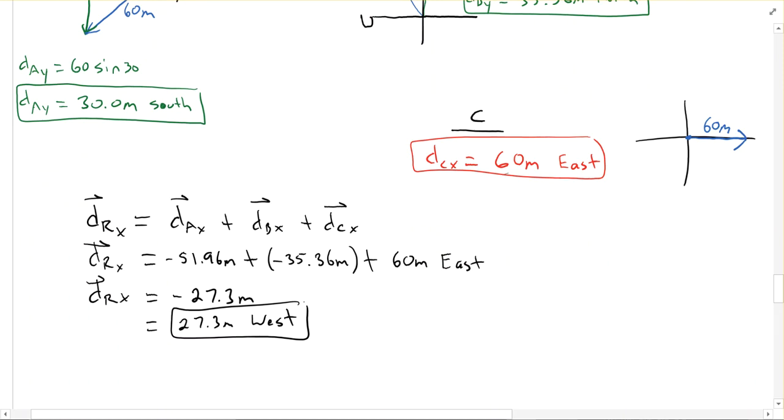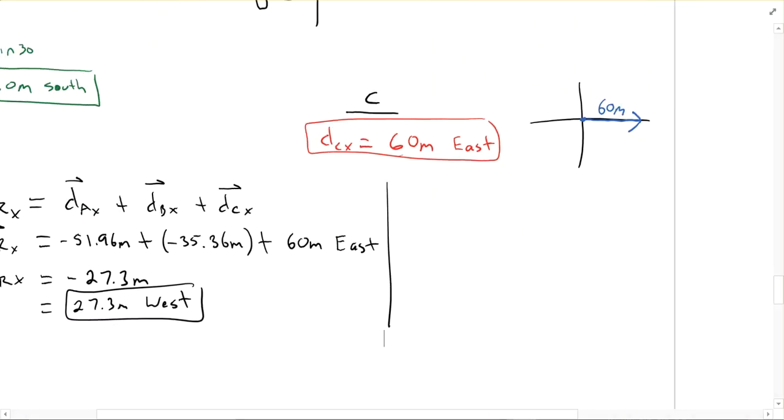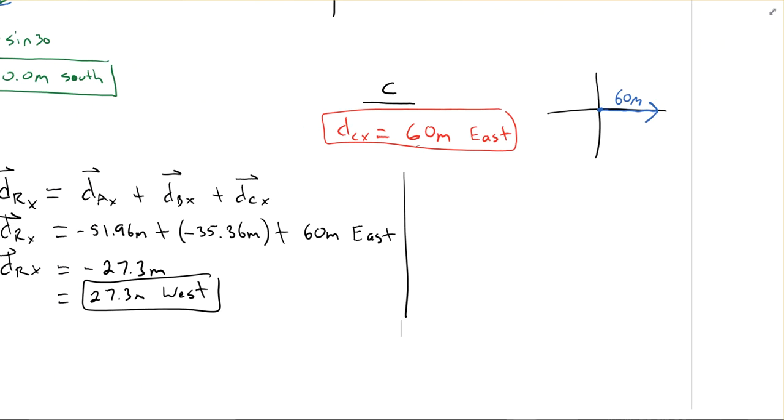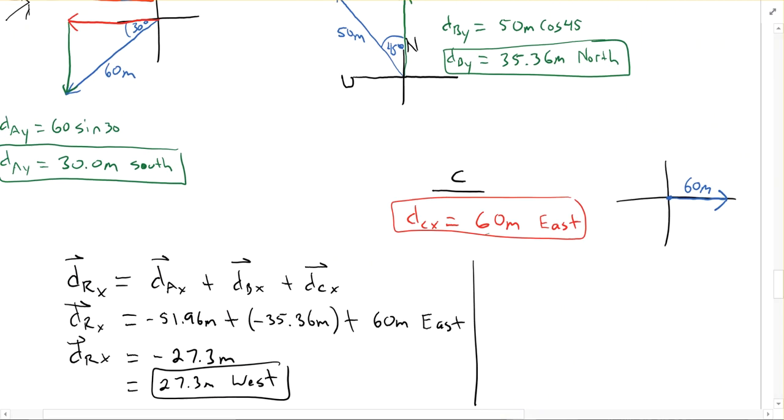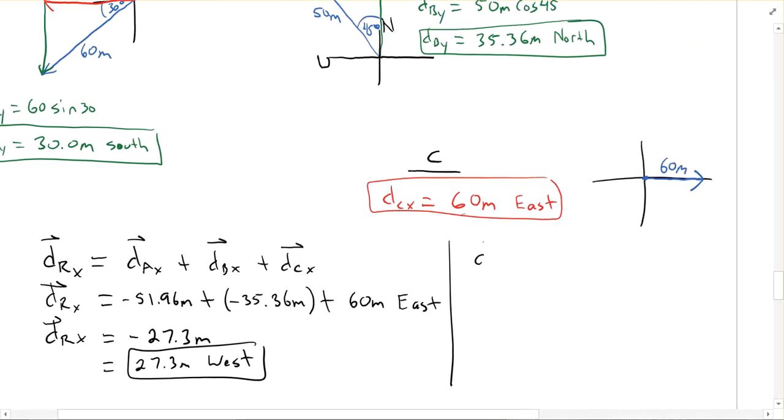Now the second one, maybe I can have room to write this over here. So now we've only got two green ones, right? Two north and south. So dy is going to be equal to da y plus db y, because dc didn't have anything to do with the y component.